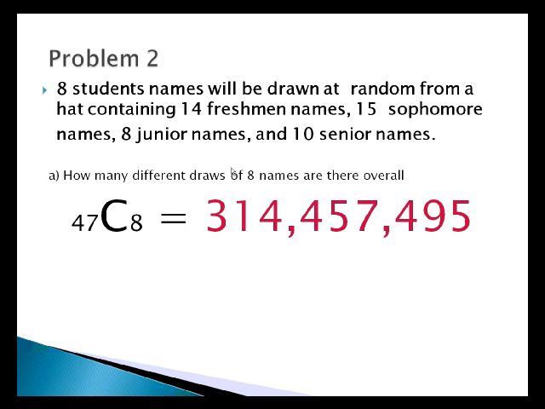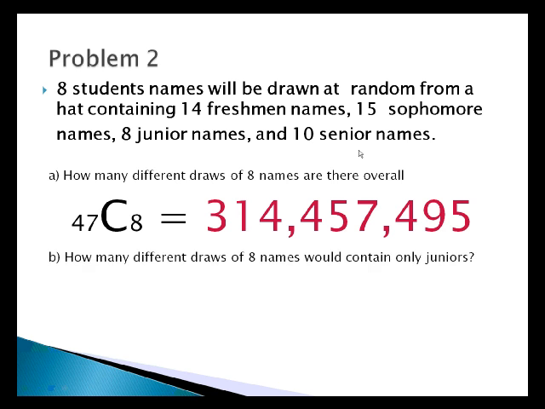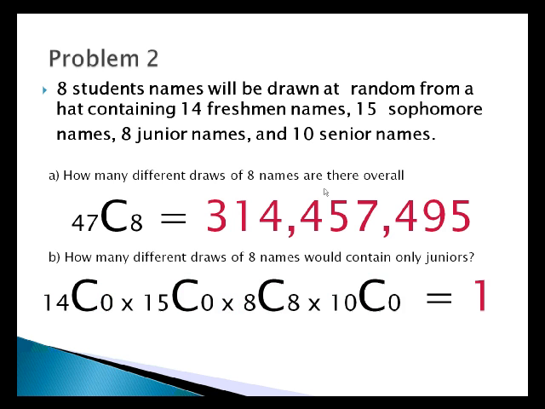How many different draws of the 8 names would contain only juniors? 1. Why 1? There's only 8 juniors, so there's only one way to choose all 8 of them. You could write it all out, but we know that anything choose 0 is just what? 1. So those all go away, and we just get 8 choose 8, which is 1.